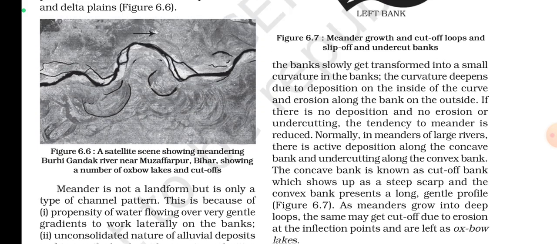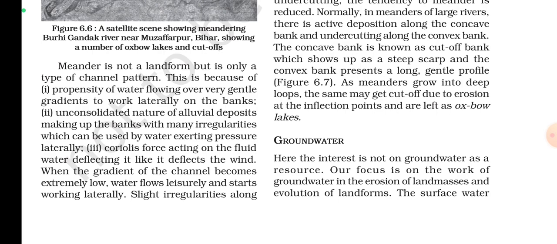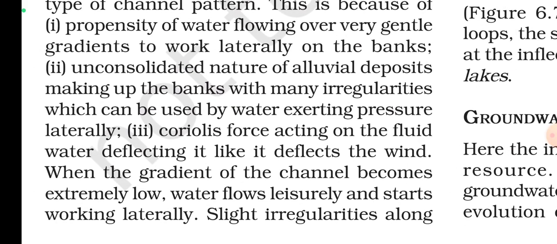Look at what is written here: meander is not a landform but is only a type of channel pattern. This is because of the propensity of water flowing over very gentle gradients to work laterally on the banks, the unconsolidated nature of alluvial deposits making up the banks with many irregularities which can be used by water exerting pressure laterally, and the Coriolis force acting on the fluid water, deflecting it like it deflects the wind.